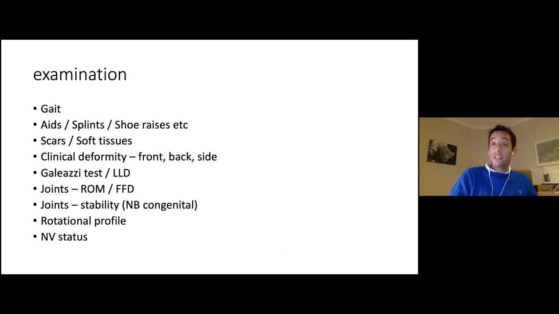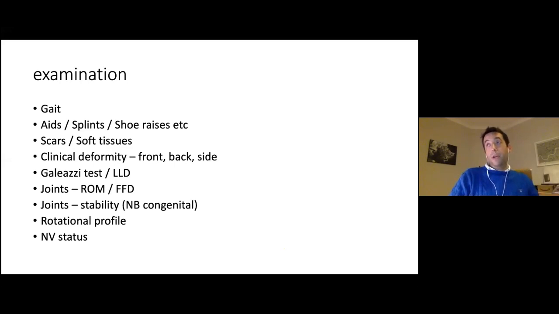And you must examine the joints for range of motion and for stability. And that's incredibly important, especially in congenital deformities. And we mustn't forget the rotational profile and the neurological and vascular status of the limb. Rotational profile assessment is really key. There are some very good descriptions.